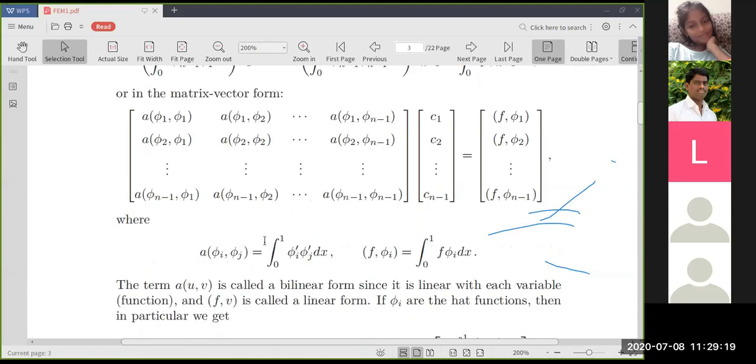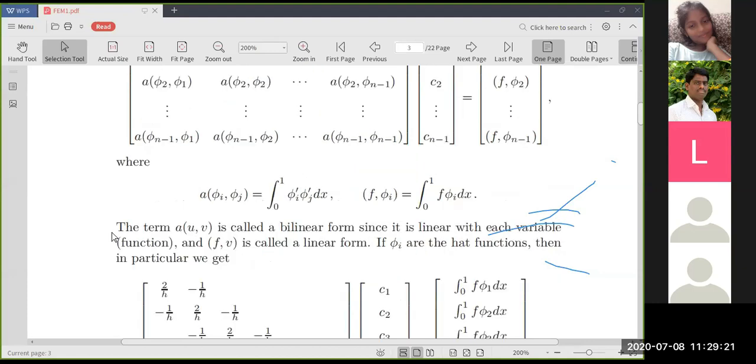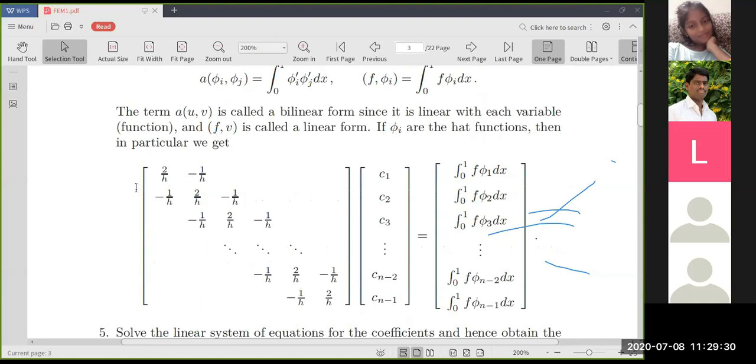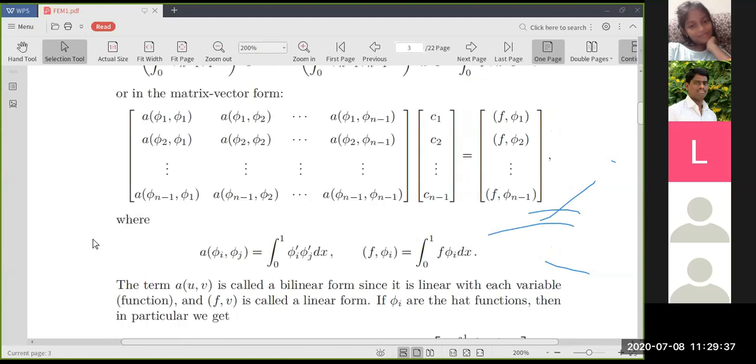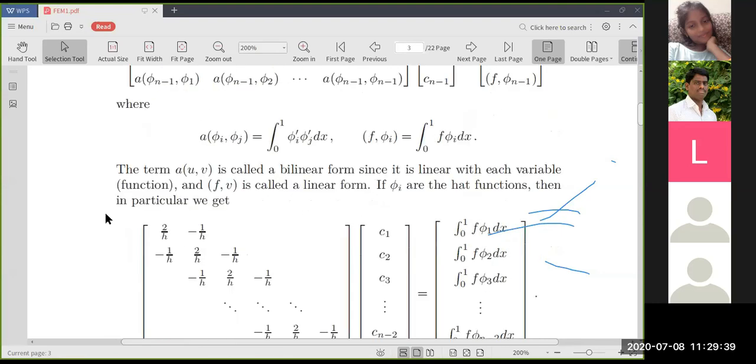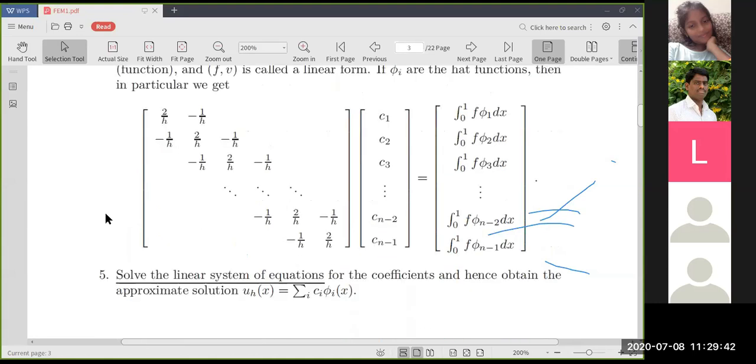This a of vi pj is called a bilinear form, since it is linear in each variable, and this is called a linear form. If vi are the hat functions, then in particular you can get 2 by h, minus 1 by h. You get into what is called a tridiagonal system for the particular basis function which we introduced in the previous slide. This is going to become something like this, the tridiagonal system. I'll explain to you later how we are getting this tridiagonal system.